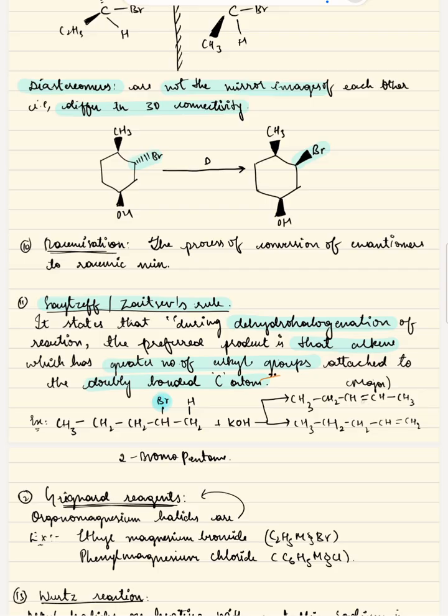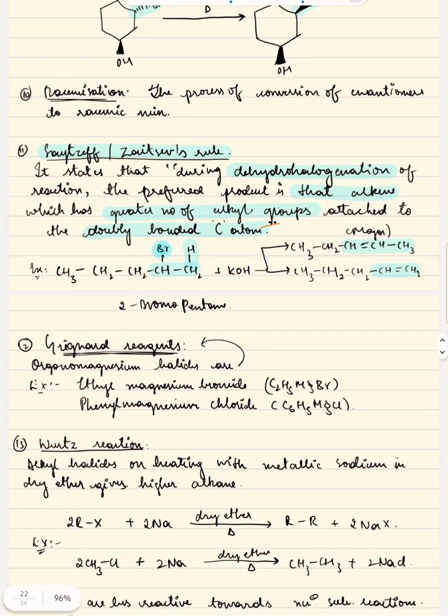Okay, look here and look at the difference. Where are the more alkyl groups present? Here only one, the terminating one, but here it is like this. You will add here, and this is the major product.